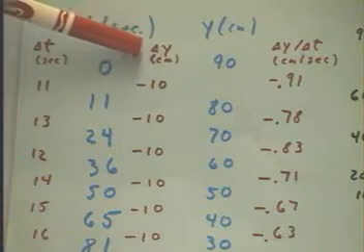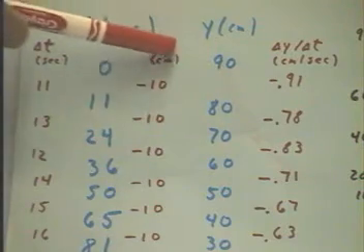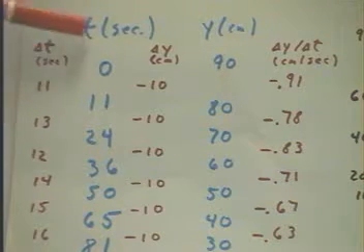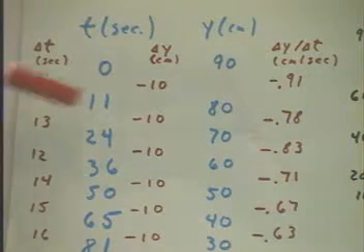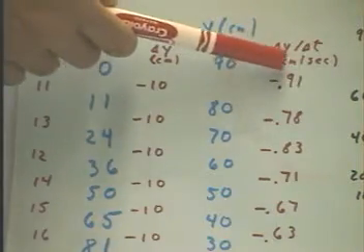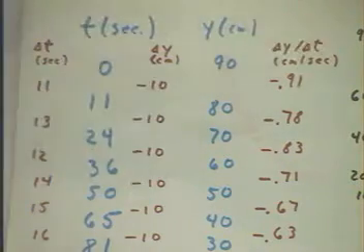This is a delta y, change in y. And delta y is going to be measured in centimeters since y is measured in centimeters, delta t in seconds since t is measured in seconds. And over here we're doing the ratio delta y divided by delta t, and that's going to be in centimeters per second since y is in centimeters and t is in seconds.